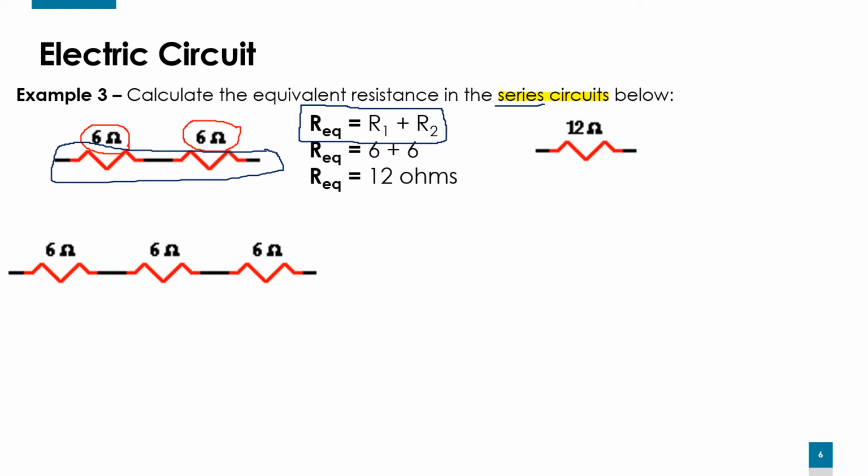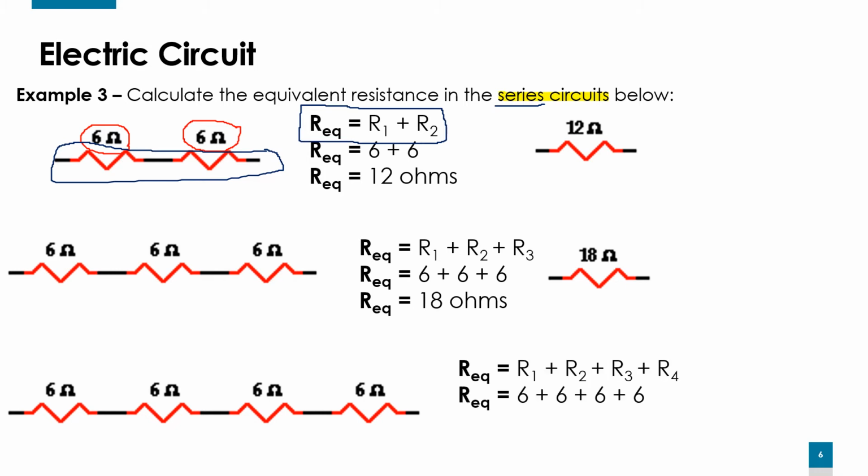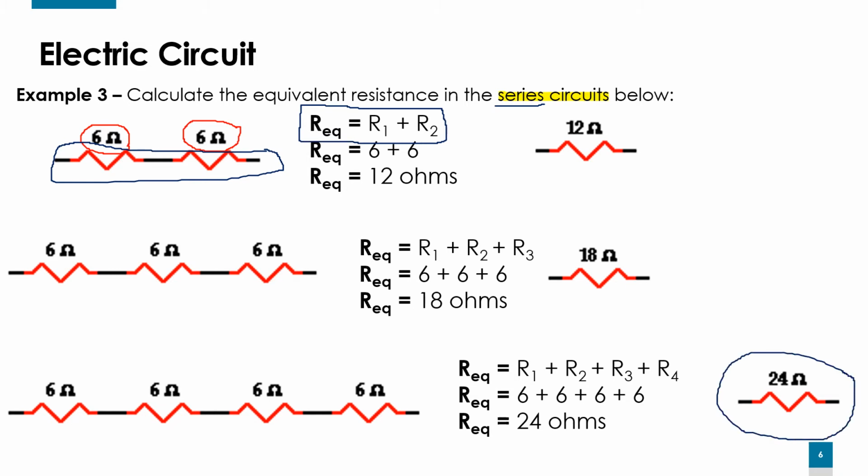Now I have 3, but it's the same. If I have 3, also series, I just need to add all of them. So 6 plus 6 plus 6 is going to be 18 ohms. And I can represent it like that, just one resistance as 18 ohms. And I can do that with different ohms or similar, it doesn't matter. Here is all similar, but it's okay. So here, the last one, I have 4 resistances, 6 plus 6 plus 6 plus 6 equals 24 ohms, and I represent it as just one. The most difficult part of this exercise is for you to identify this is a series circuit. If it's a series circuit, you just need to add, okay, just this.